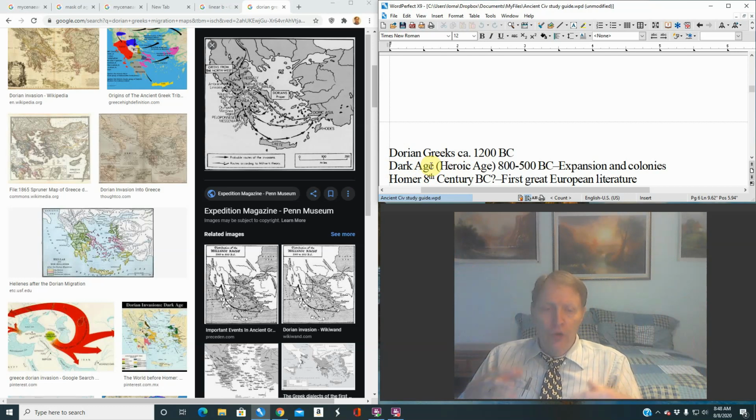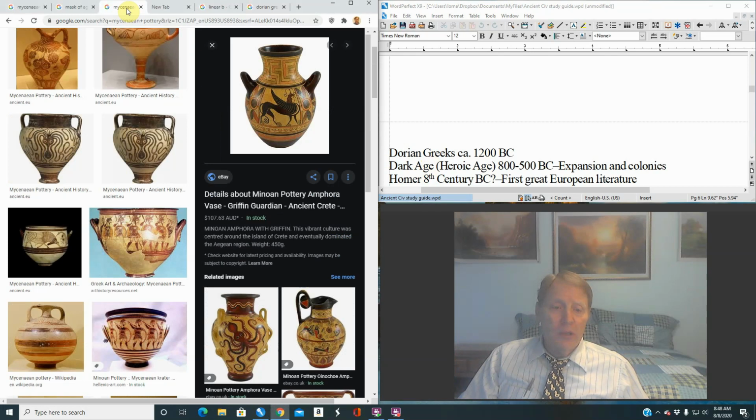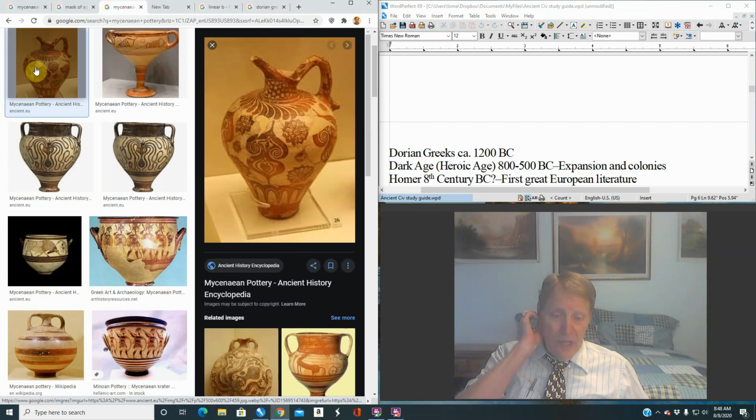Really shortly after the Dorian Greeks come in, we see a major decline in civilization in Greece. The magnificent pottery, which I was just showing you a few minutes ago, literally disappears, replaced by much cruder forms of pottery. Once again, if this is an indication of the strength of your civilization, civilization has taken a hit. Not only in manufacturing objects and in artistry, it has also taken a hit as far as literacy is concerned.